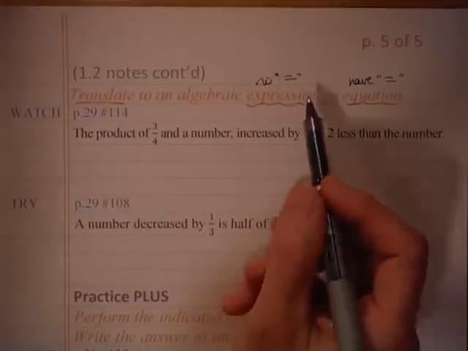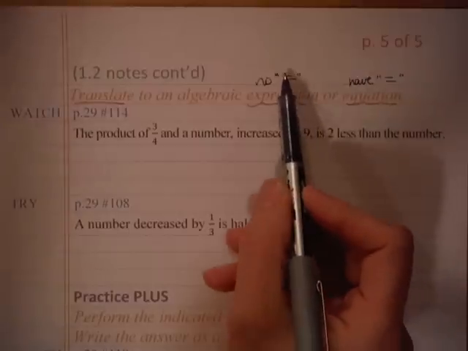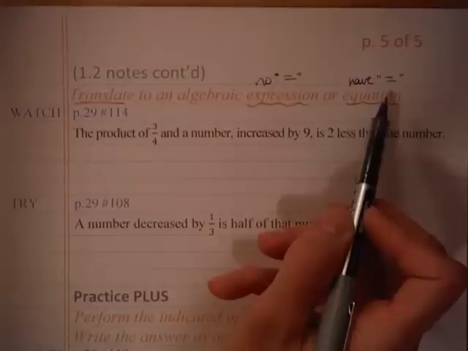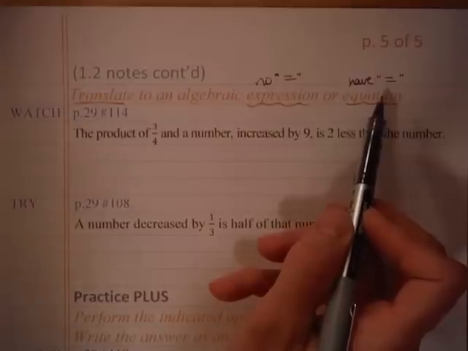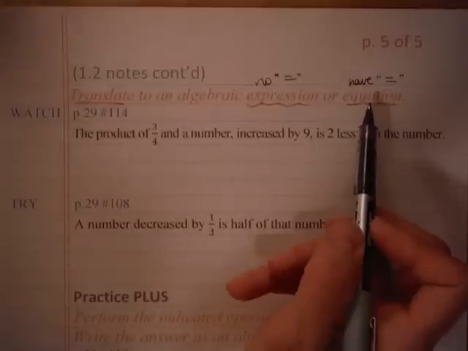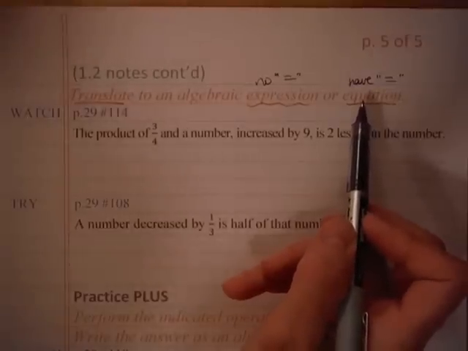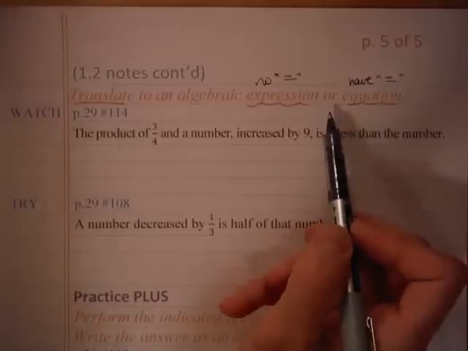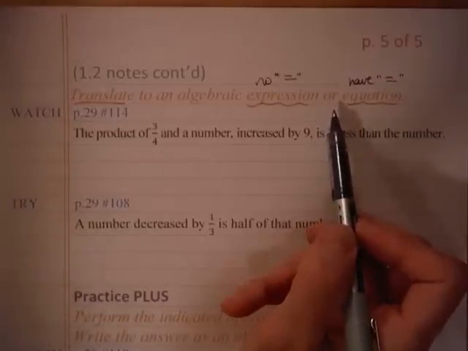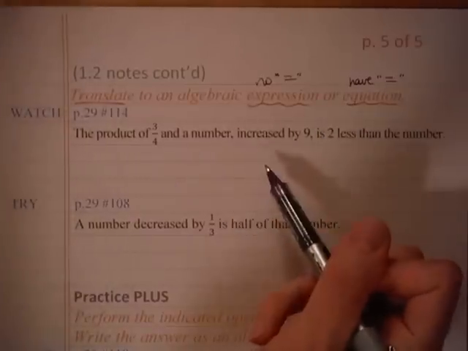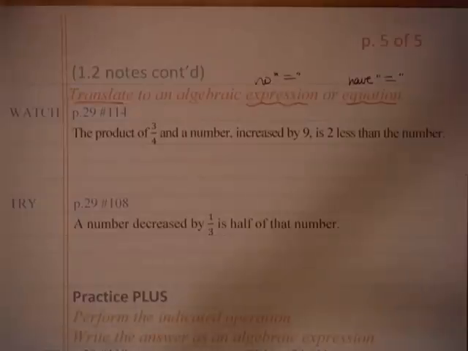You're looking to see if it's going to be an expression, no equal sign, or if it's going to have an equation where it tells you that one side is equal to the other side. So watch for that. We recognize words like is, gives, resulting, things like that will lead you to the conclusion that it's an equation. So we're going to translate one together, and then you can try one on your own.